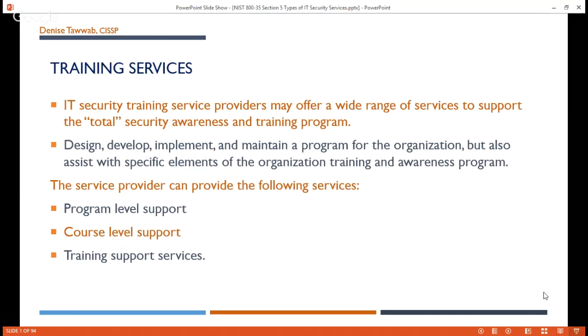So training services look like this. IT security training service providers may offer you a wide range of services to support the total security awareness and training program. They can design, develop, implement, and maintain a program for the organization, but they can also assist with just specific elements of the organization training and awareness program. You can hire somebody to just come in and do the awareness training, but you handle the more technical training in-house, okay? The service provider can provide the following services that can be program level support, course level support, or training support services.